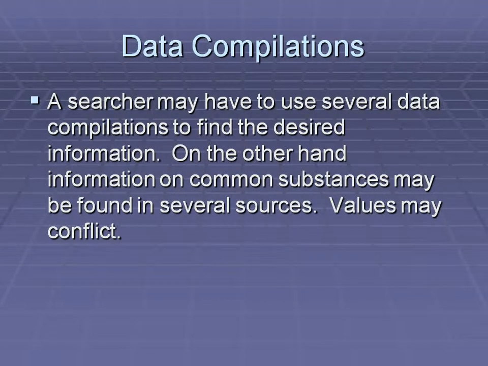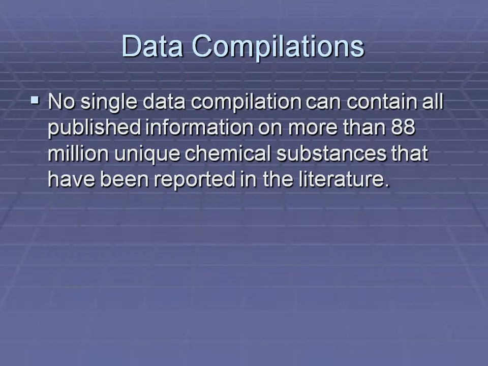So a searcher may have to take some time and look at several data compilations to find the information that you need. For common substances, you may only need to look at one and you'll get the information you need. But for less well-known substances, you may have to search several before you find the information that you are looking for. No single data compilation, of course, can have information on all the 88 million compounds that are known to man and have been reported in the literature.